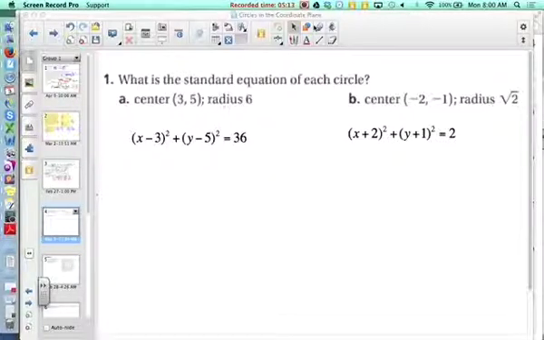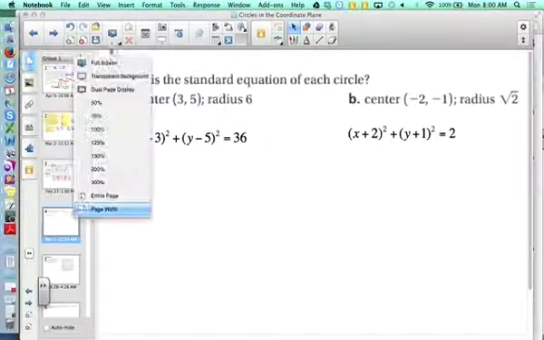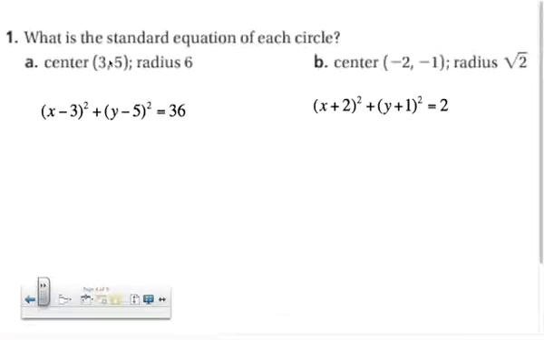From what I'm seeing, you're ready to compare your answers to mine. Please check your answers against what I have on the screen. And if something is off, let's make sure that we're talking about it. Pretty straightforward. Right, remember that the square root of 2 squared would be square root of 4, which is just 2.